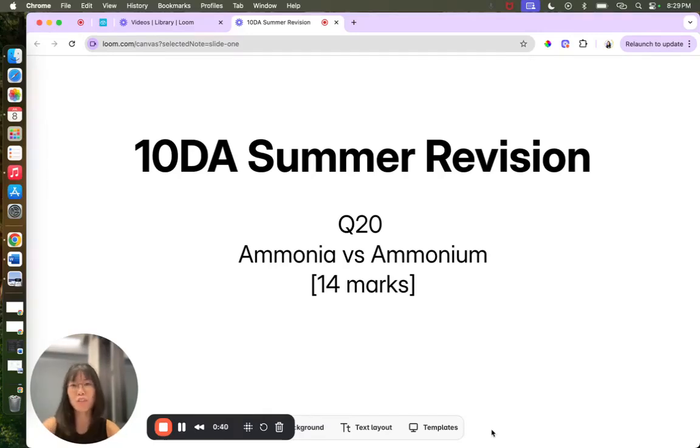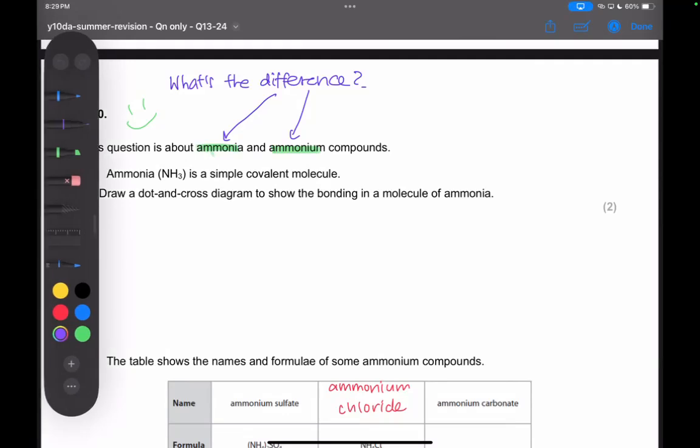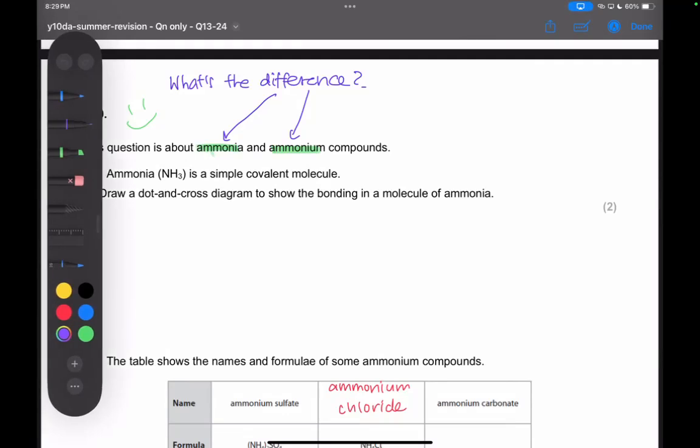Okay, so this is a 14-mark question. If you have this package, this is question number 20. So let's get going. All right, so what's the main difference between ammonia versus ammonium? The formula will be written out here. Ammonia is NH3. This is essentially a pungent gas, really, really smelly. And ammonium here is referring to the ion NH4+.